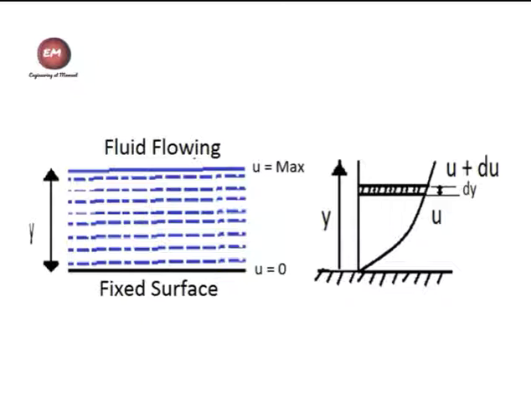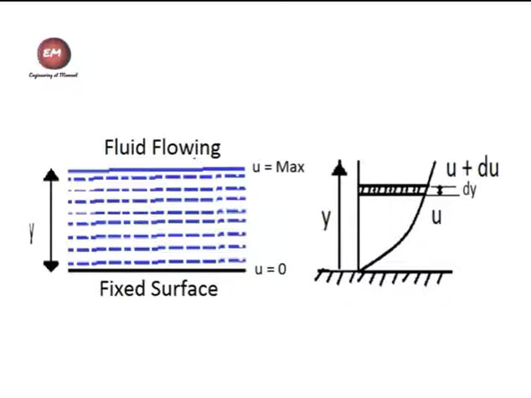As velocity is increasing from the fixed surface to the surface of fluid, we are showing the velocity curve as an arc. And for a dy change in height, we can assume that velocity increases from u to u plus du.